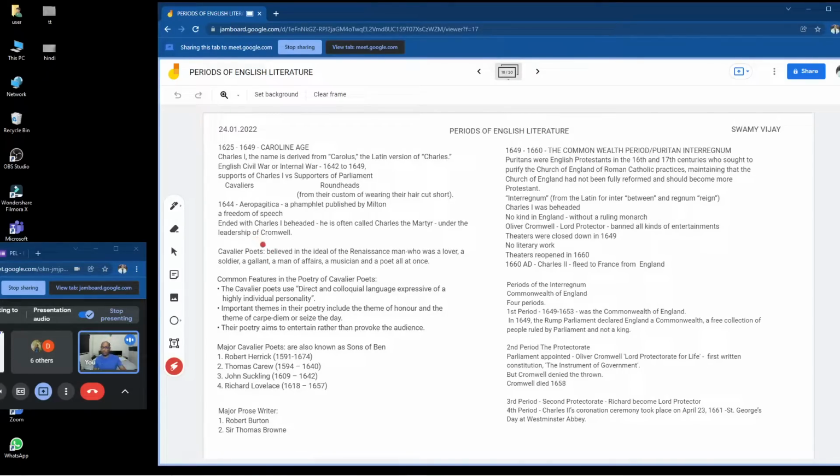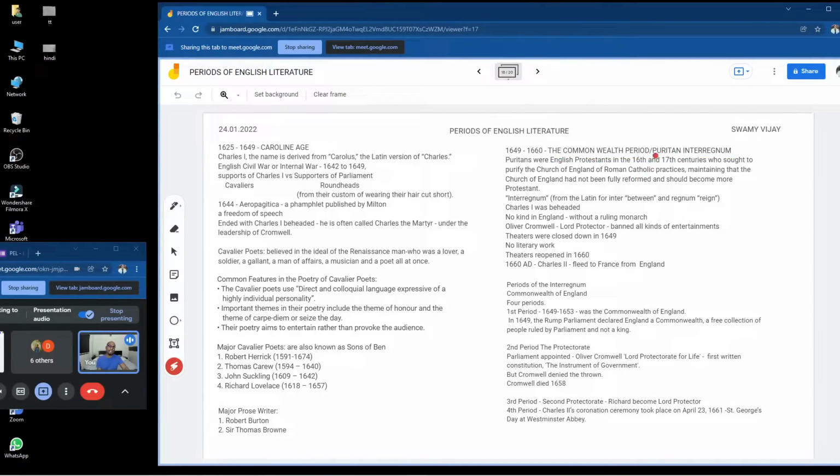Now try to remember this name, Oliver Cromwell. He is not from a noble family, but he became the Lord Protector after Charles the First was beheaded. And after Charles the First was beheaded, till 1660, till the end of the Renaissance, this age is known as the Commonwealth period or the Puritan interregnum.